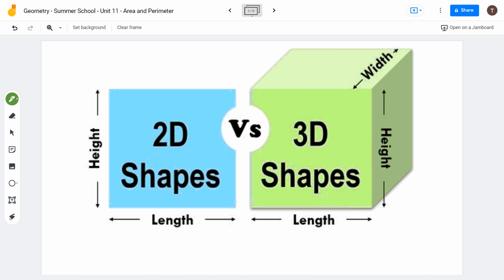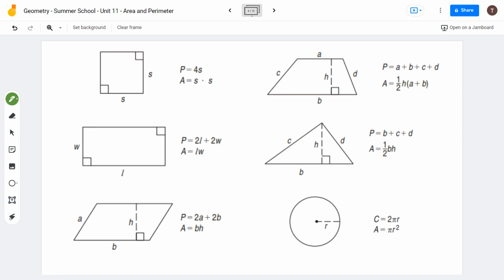Now, with area and perimeter, we are talking about two-dimensional shapes. So flat objects, scale drawings, things like that. We'll talk about three-dimensional shapes later on, but we're really just talking about two-dimensional shapes with area and perimeter. So on your formula sheet, you should be able to look up some of these formulas. You can see most of them have a P and an A, one for perimeter, one for area, except for circles, but the C is kind of the same thing as the P. So we will be using these formulas.